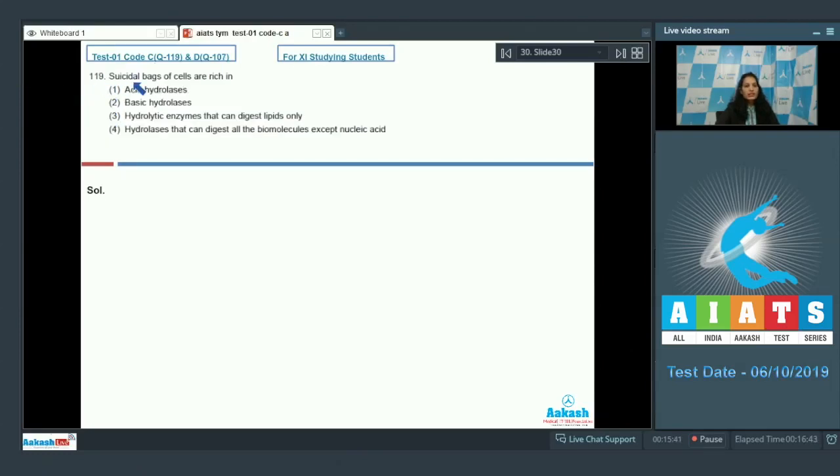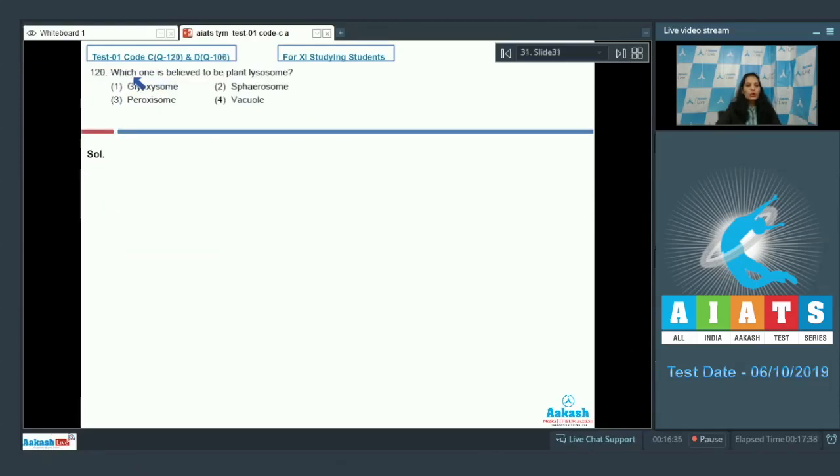Question number 119. Suicidal bags of the cells are rich in acid hydrolases, basic hydrolases, hydrolytic enzymes that can digest lipids only, or the hydrolases that can digest all the biomolecules except the nucleic acids. Suicidal bags of cells, what are they? They are lysosomes. They contain hydrolytic enzymes, hence they are called hydrolases. And these hydrolases are active at the acidic pH. So the correct option is option number 1. These enzymes can digest lipids, nucleic acids, proteins, carbohydrates, all the biomolecules. So the correct option for the given question is option number 1. Let's move to the next question.